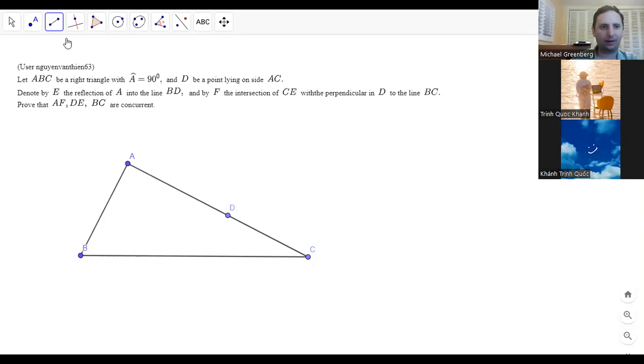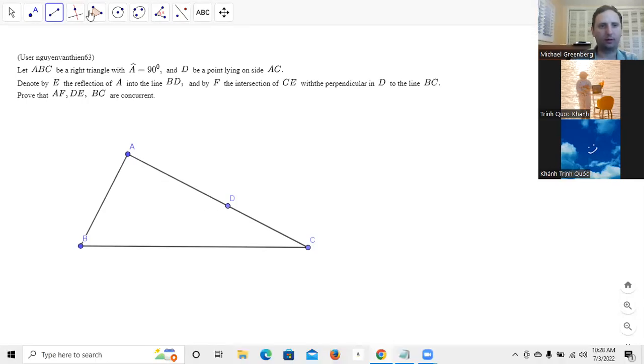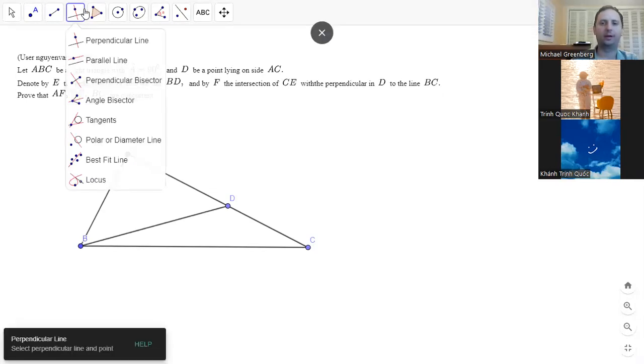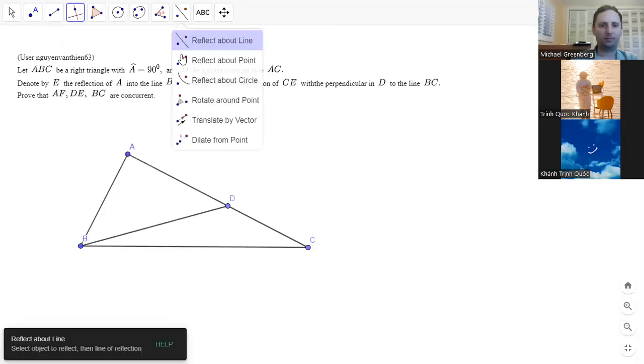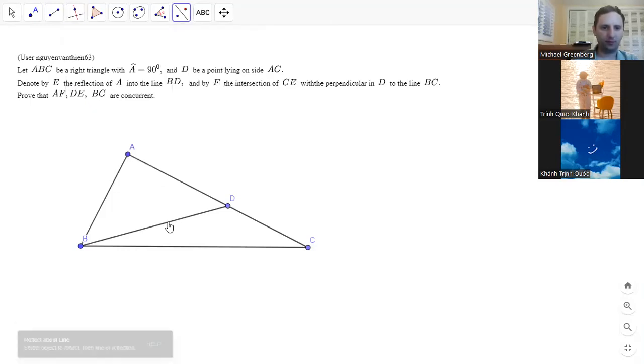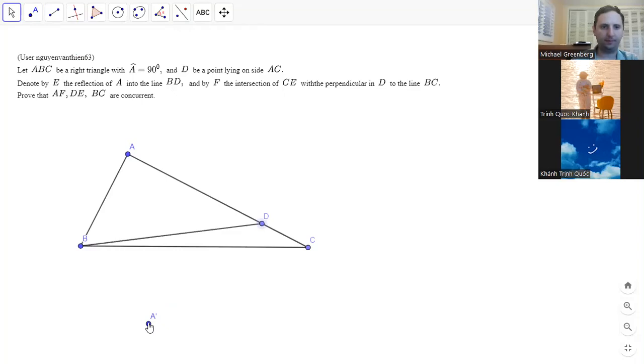So I'm going to reflect A over BB. So that should give us a rectangle or a rhombus. I'm sorry, not a kite. I mean, this almost looks like a square. So yeah, so here's E.